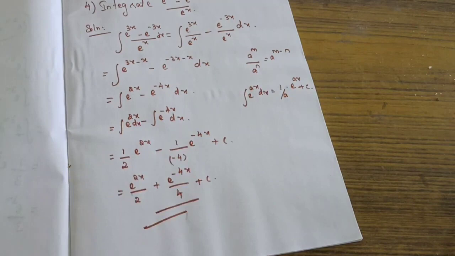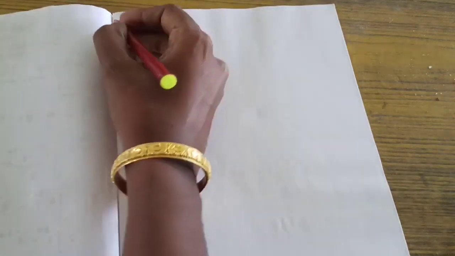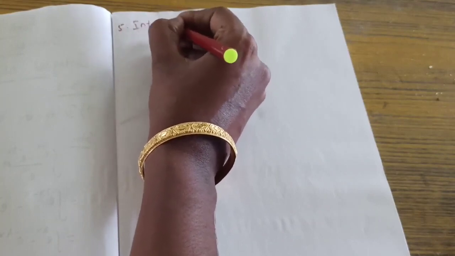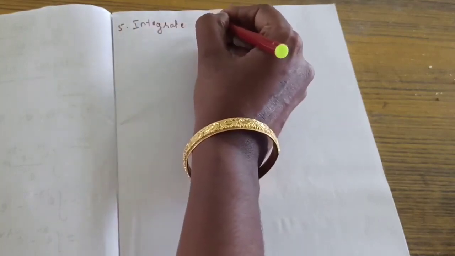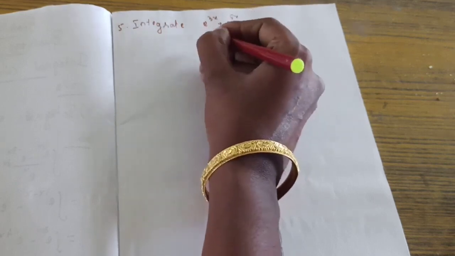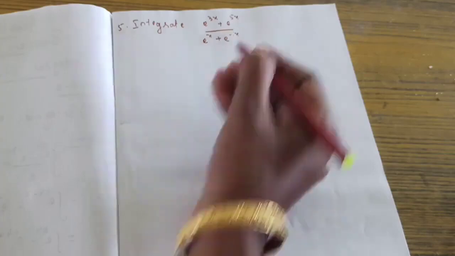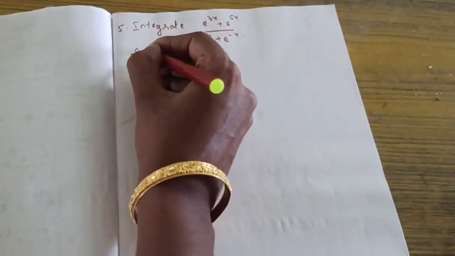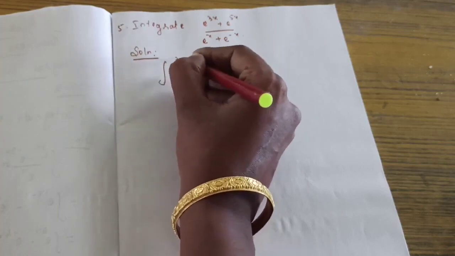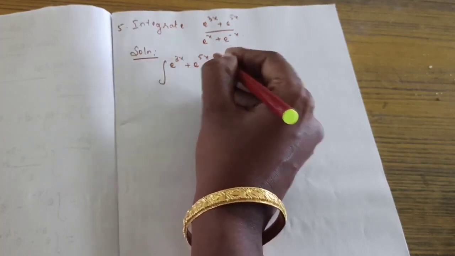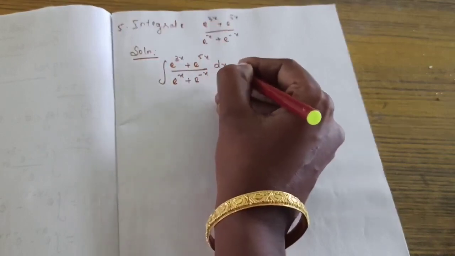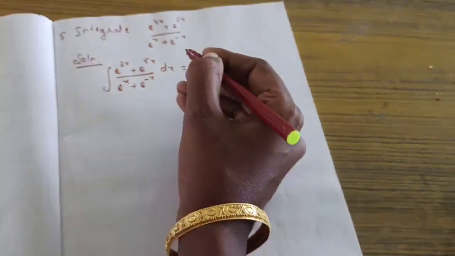Okay, let's move to the next question, fifth problem. Next question, question number 5. Integrate e power 3x plus e power 5x divided by e power x plus e power minus x. Okay. Solution. What's the question? Integration of e power 3x plus e power 5x divided by e power x plus e power minus x dx. Okay. So how will you do?